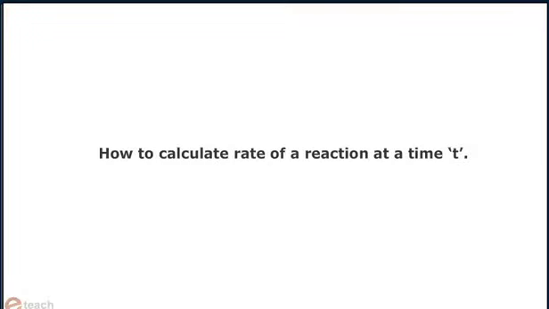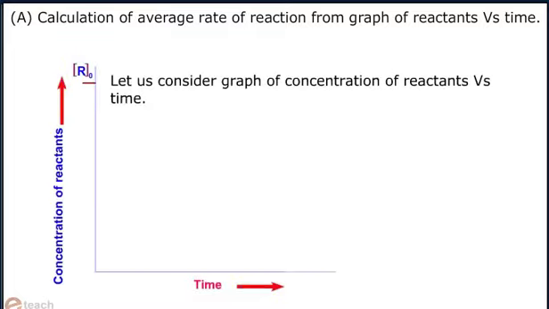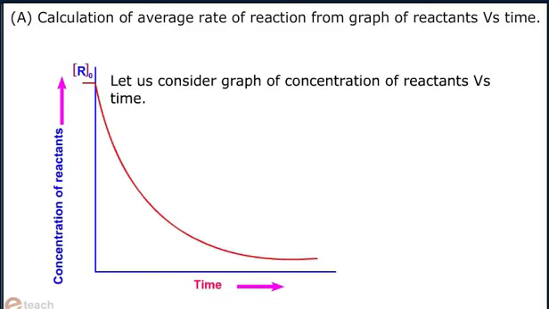We will now understand how to calculate rate of reaction at time t. Calculation of average rate of reaction from graph of reactant versus time. Let us now consider graph of concentration of reactant versus time.